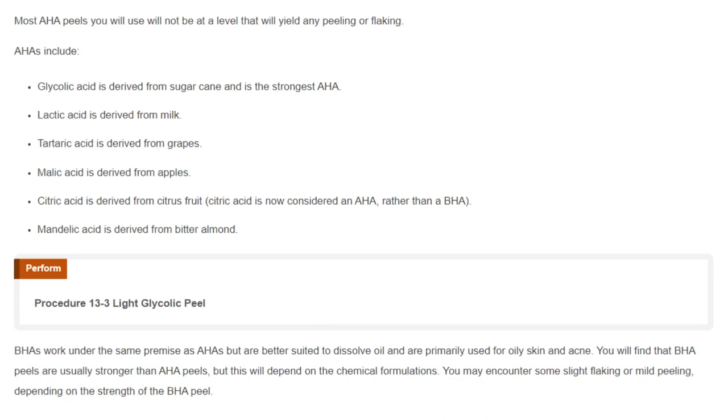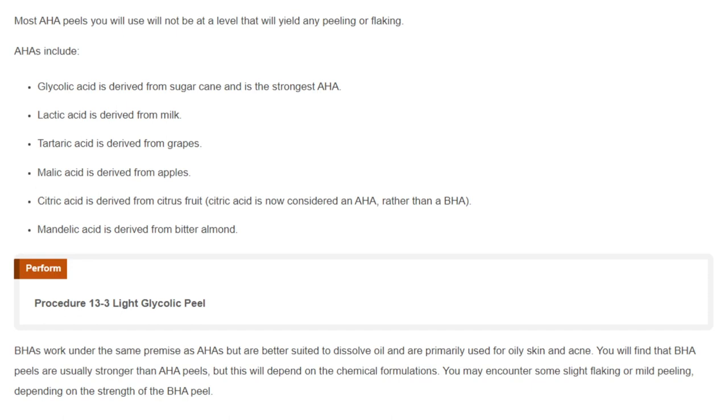AHAs include: glycolic acid, derived from sugarcane, is the strongest AHA. Lactic acid is derived from milk. Tartaric acid is derived from grapes. Malic acid is derived from apples. Citric acid is derived from citrus fruit. Citric acid is now considered an AHA, rather than a BHA. Mandelic acid is derived from bitter almond. Perform Procedure 13:3 Light glycolic peel.